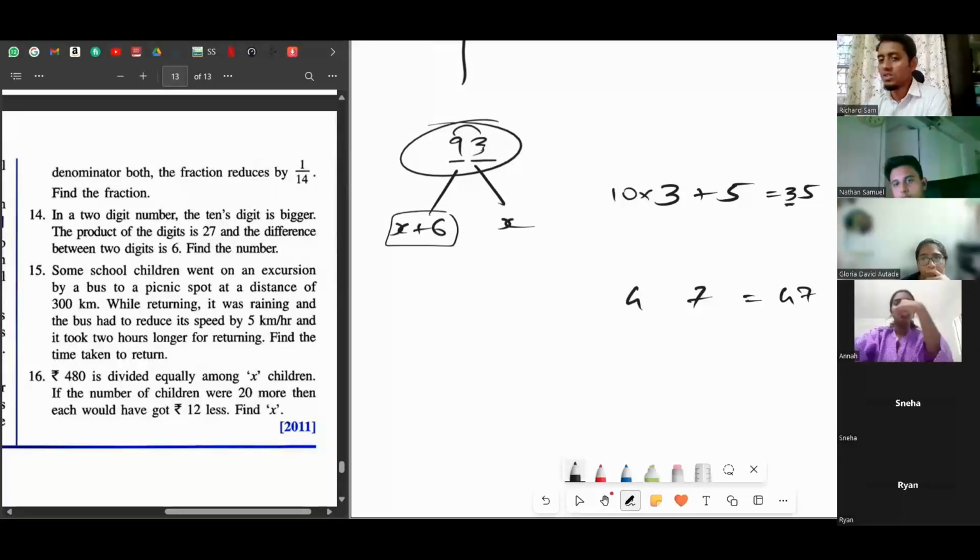Correct? So 10 into 3 is 30 plus 5. So you can apply the same formula here also. Yes. 10 into 4 is 40 plus 7, 47. Do you all understand? So you're multiplying 10 with the tens place.